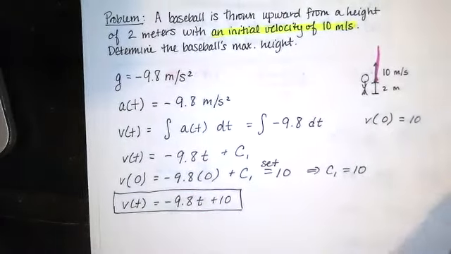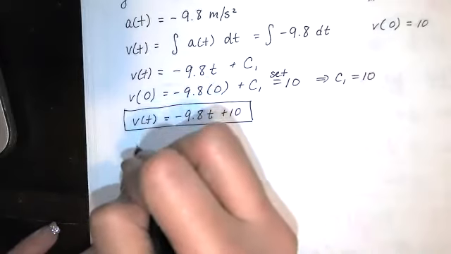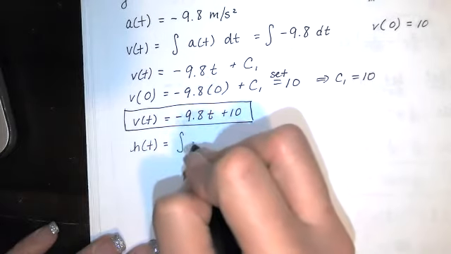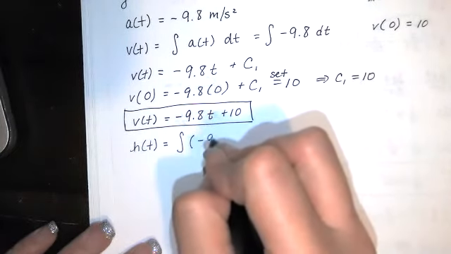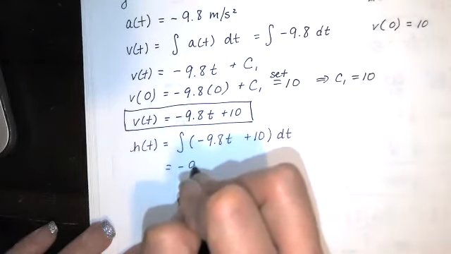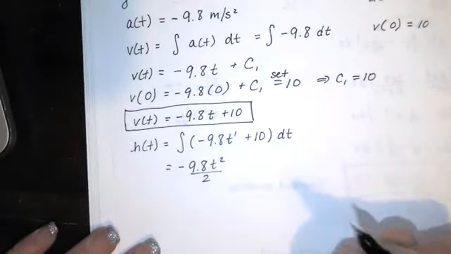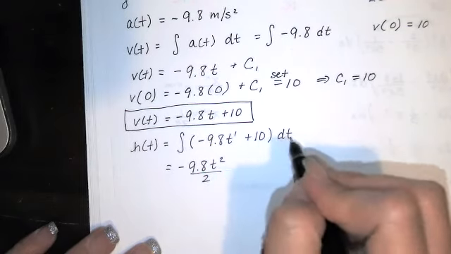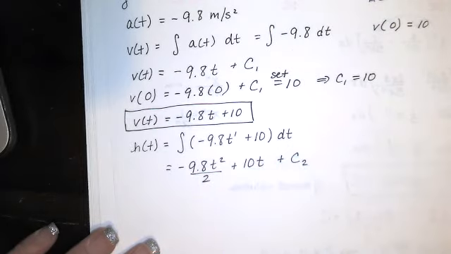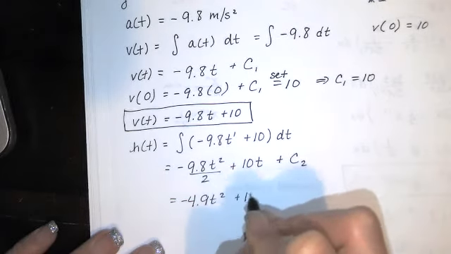Okay, now we want the height. We're asked about the height, so we want the height. So I want to find position from velocity, or height from velocity, same thing. And in order to get position from velocity, I take the antiderivative of velocity with respect to time. So we bring our constant down to t to the first, add 1 to the exponent and divide by the new exponent. The antiderivative of a constant with respect to t is a constant times t. Then we add a constant of integration. I already used C1 for that one, so I'll use C2 for this one. So I get negative 4.9 t squared plus 10t plus C2.